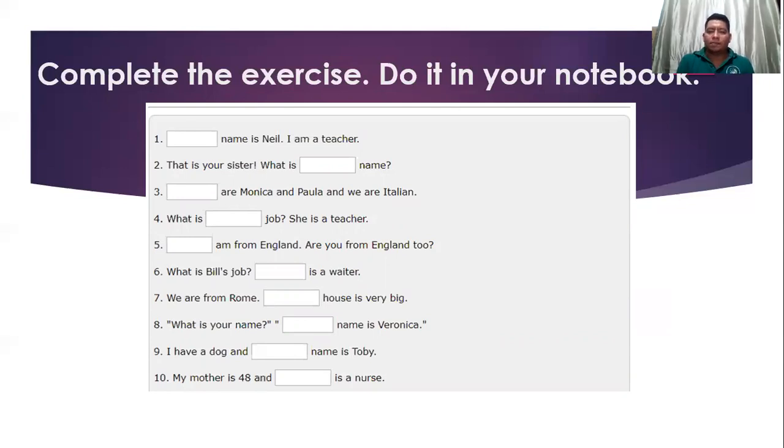Thank you very much. This was a lesson about possessive adjectives, possessive pronouns, and also we talked here about subject pronouns. Thank you. Bye-bye.